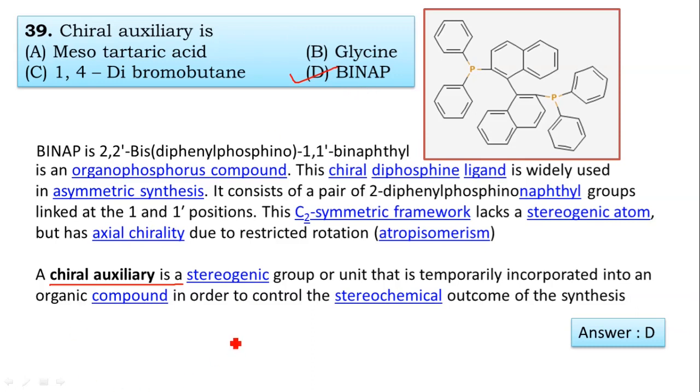So answer D is correct. This chiral auxiliary was not present in mesotartaric acid, not in glycine, and not in 1,4-dibromobutane. Answer is D. Next question.